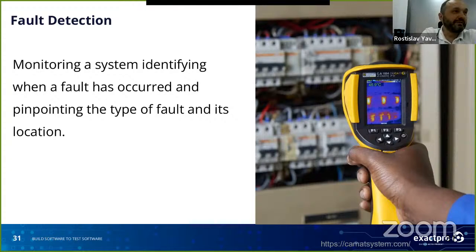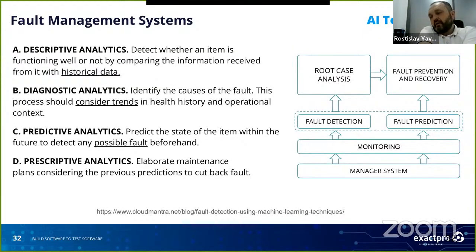And the problem is that it's quite easy to see that there is some fault in the system. For example, you see that something's going wrong, but it's not that easy to figure out what is the reason, what is the cause of this fault. So fault detection is about monitoring a system and identifying when a fault has occurred and figuring out the location. In order to fix something, maybe to replace some parts, you need to figure out what actually was the source of this fault. And this is exactly where all this data analysis and anomaly detection could be useful.